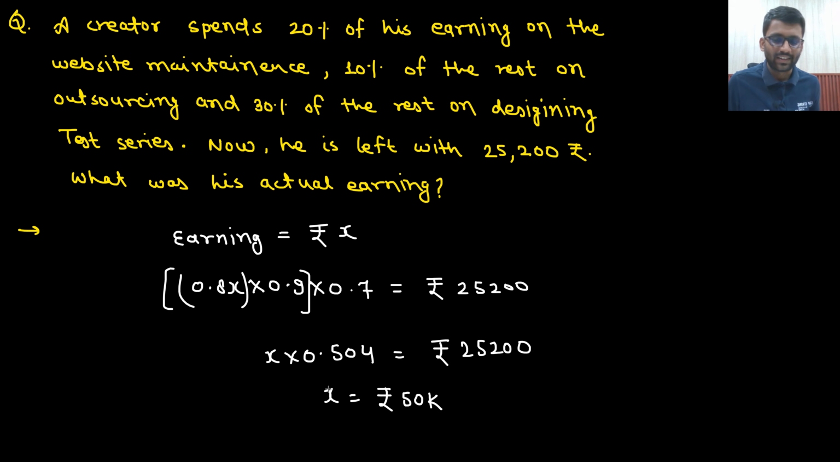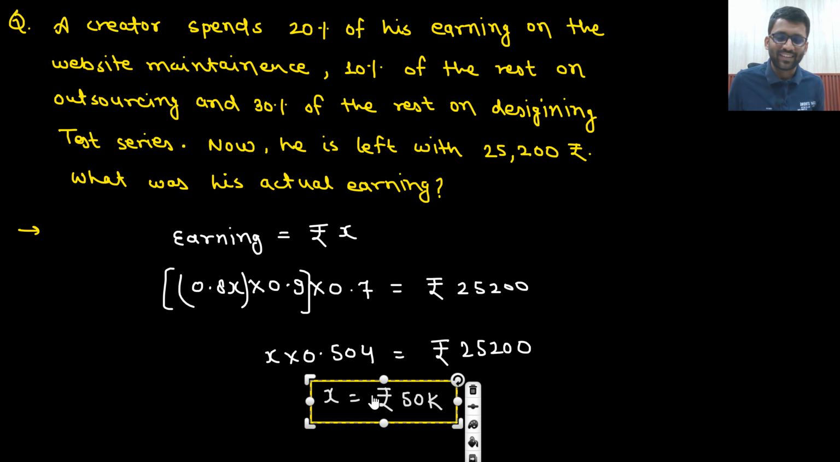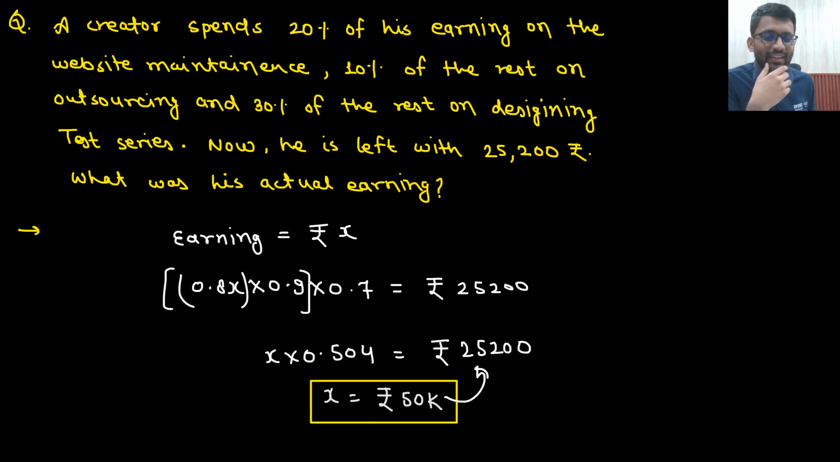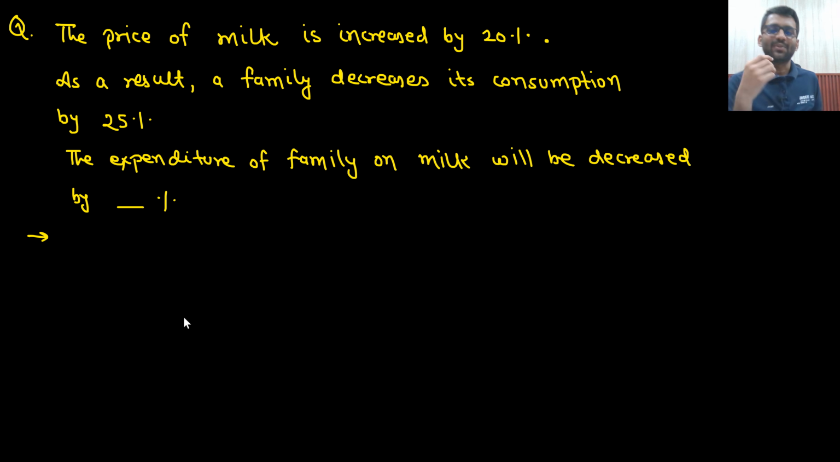Okay, and you guys say that courses are costly. Courses are not costly, bro. There are a lot of expenses as well. You guys don't understand that, but once you come into this, you will understand. So if initial earning was 50k, then he was only getting 25k only, 50% of that. Forget it. Let's move to the next one.